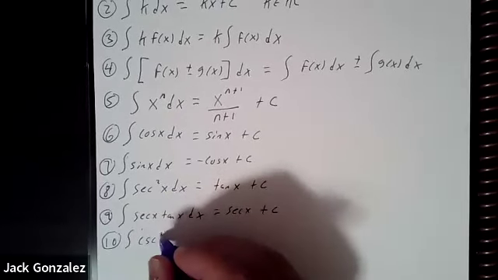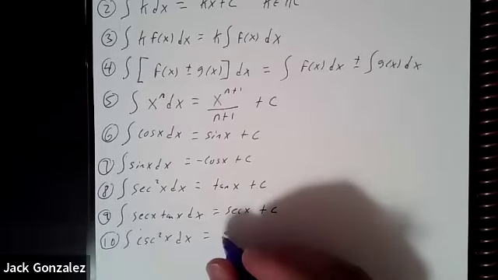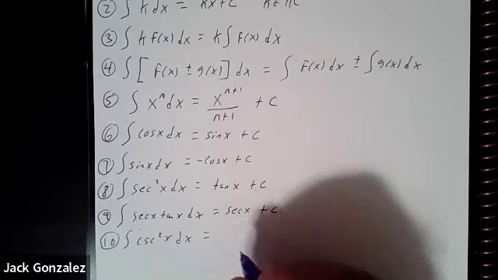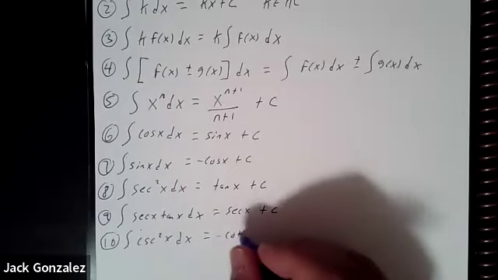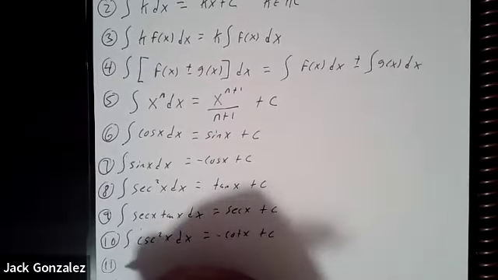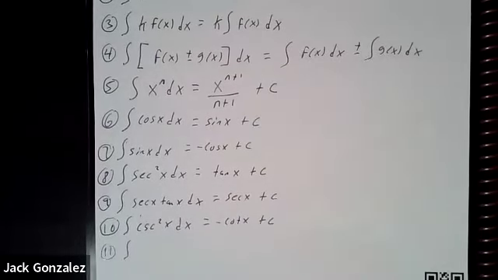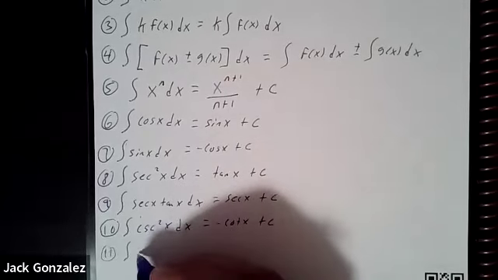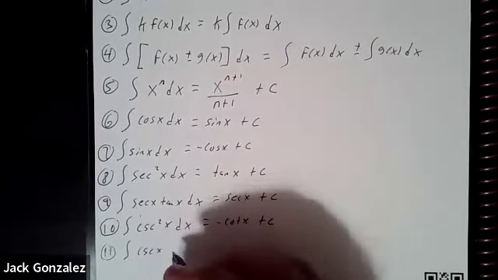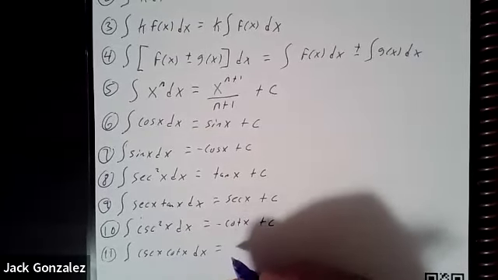Integral of cosecant squared x dx will be equal to negative cotangent. Right, almost done. Integral of cosecant x cotangent x dx will be equal to negative cosecant.